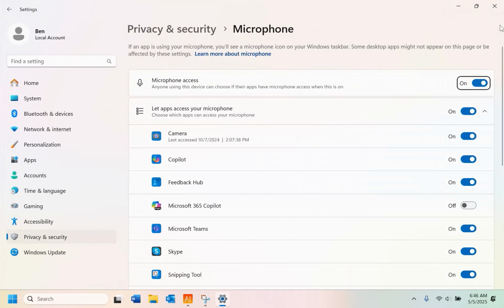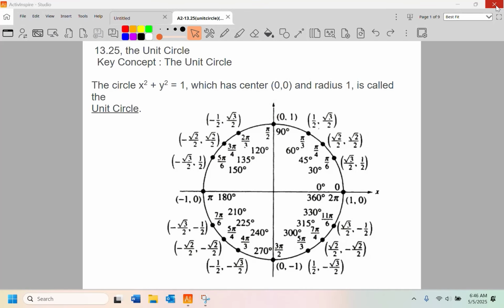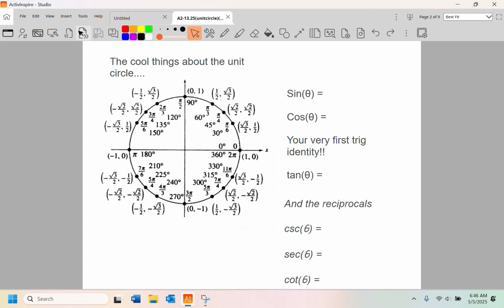So this is the unit circle, and my kids have already memorized the unit circle quite well. About half of them have memorized it, so I'm going to approach this as though my students have done this. But this is the key concept. The unit circle has the equation x squared plus y squared equals 1, center (0, 0), radius 1, and it's called the unit circle. And we've already derived all of this in class another day, and most of them are well on their way to memorizing it.